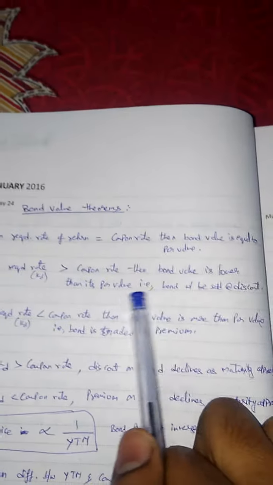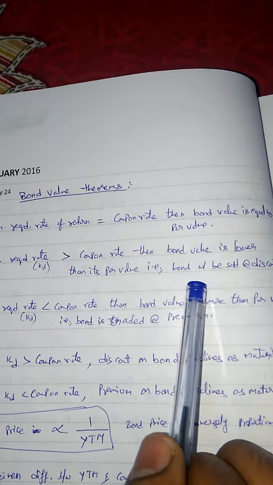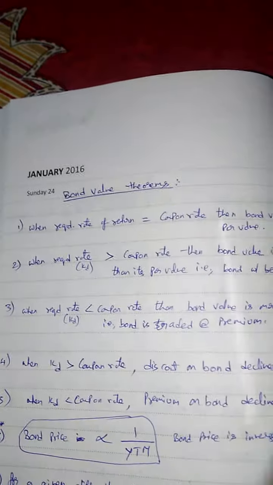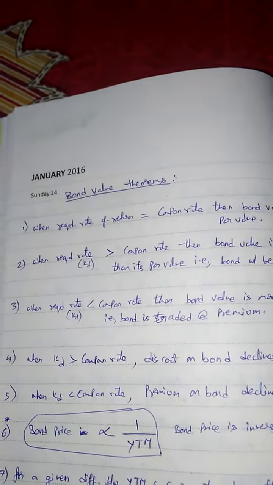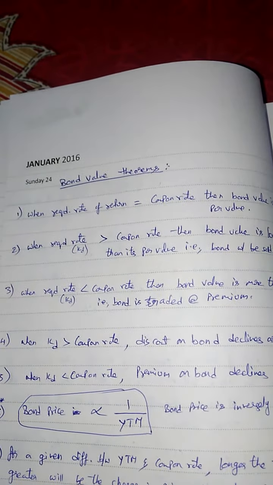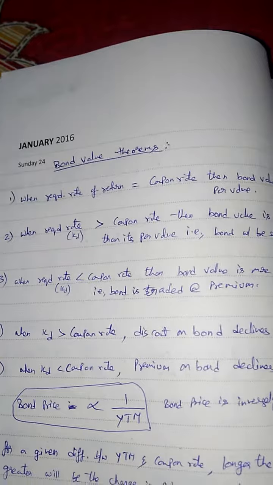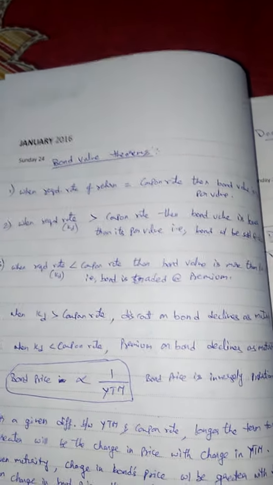Similarly, the other two cases which we discussed. When the required rate, the market rate, is more than the coupon rate, that is your bond is offering lower interest than the market rate, then what will be the value of the bond? Definitely it will be lower than the par value.